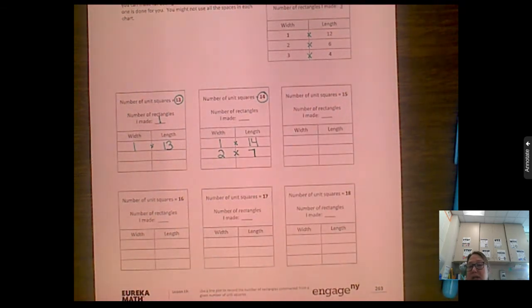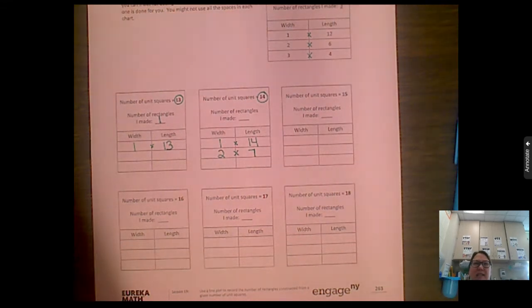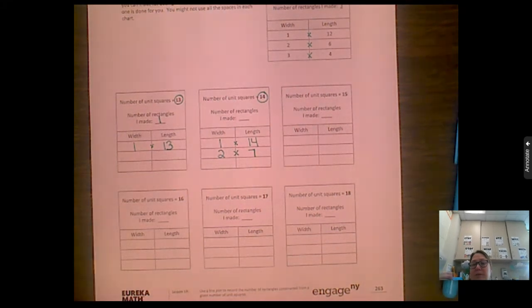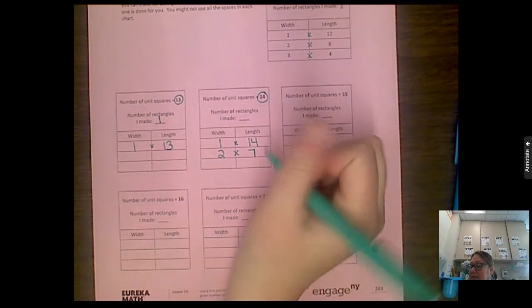What would we try out next? 3. Does 3 times anything equal 14? No, because 3 times 4 is 12. 3 times 5 is 15. So that doesn't work, right? How about 4? 4 times 3 is 12. 4 times 4 is 16. So, nope. 5, 5, 10, 15. 6, 6, 12, 18. We're back up to 7, and we already used 7 there.